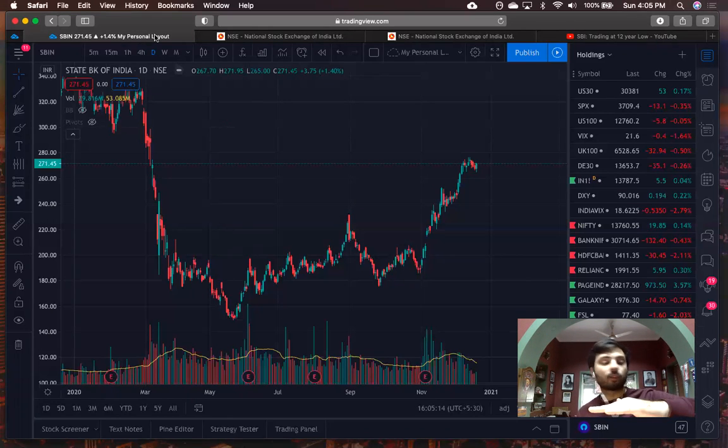If 100 is support for the last 10 years and 100 is broken, you have to sell. If you are bouncing from 100, you have to buy. If you are bouncing from 100, you have to sell. As simple as that. The concept, I couldn't make it any clearer. Let's look at a couple more examples.